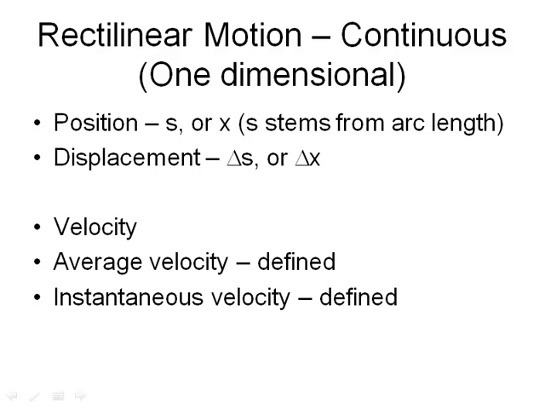Rectilinear motion is continuous motion in one dimension. It's often referred to as kinematics in one dimension. We want to start by defining a couple of different values in rectilinear motion.